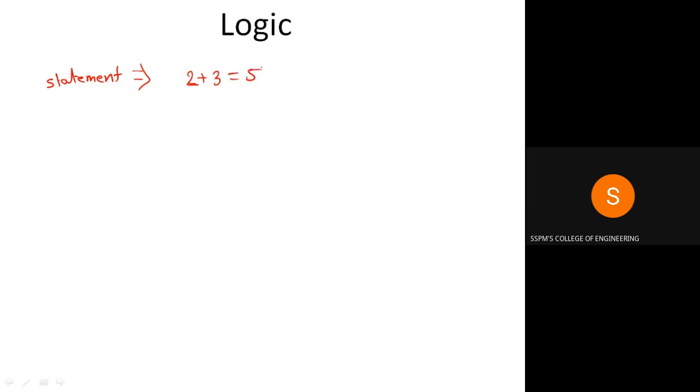2 plus 3 is equal to 5. This is a statement, and it has a truth value. What is the truth value of this statement? It is T. Also, 2 plus 2 is equal to 7.